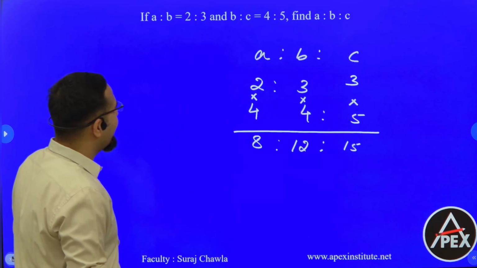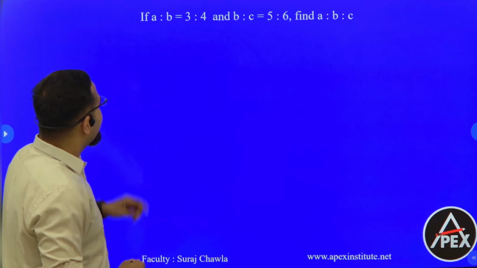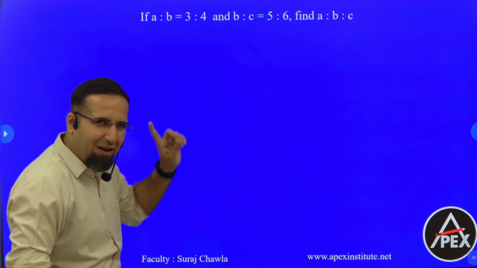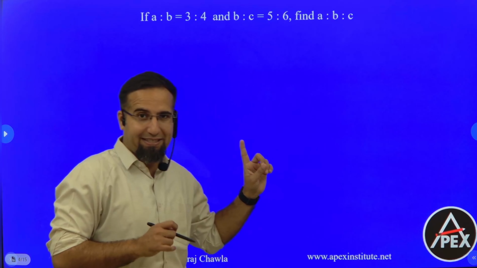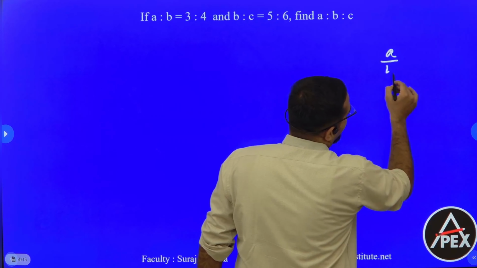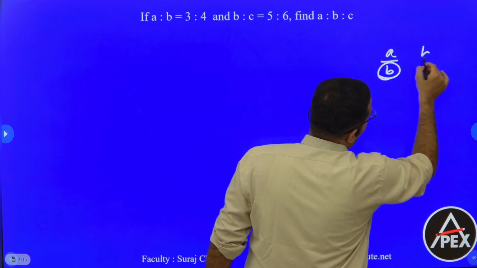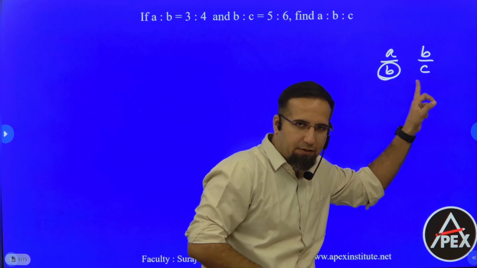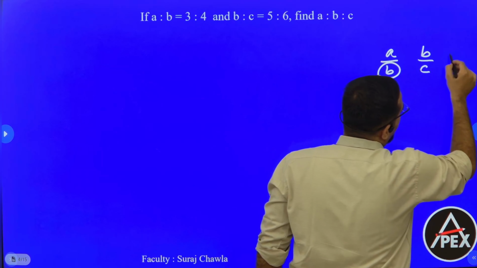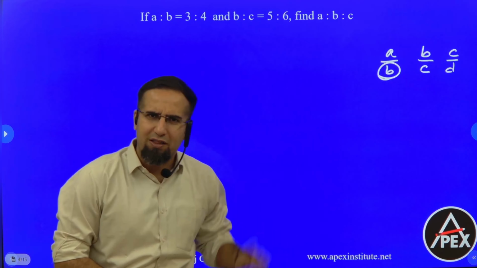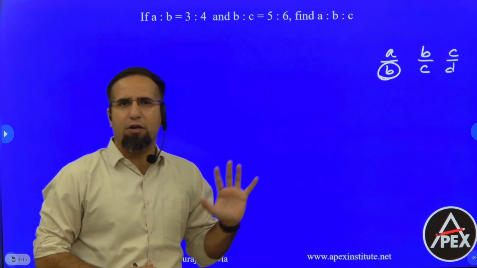Right? Now let's look at the next question. Now this question says A is to B is 3 is to 4, B is to C is 5 is to 6. Point number 1, are they regular ratios? Yes. I repeat, how do you identify regular ratios? अगर A by B दिया हुआ है और ये B आपका first term है of the second ratio, this B becomes B by C. Similarly, this C becomes C by D. Now these all ratios are regular ratios. So are these regular ratios? Yes. So let's apply the shortcut directly.